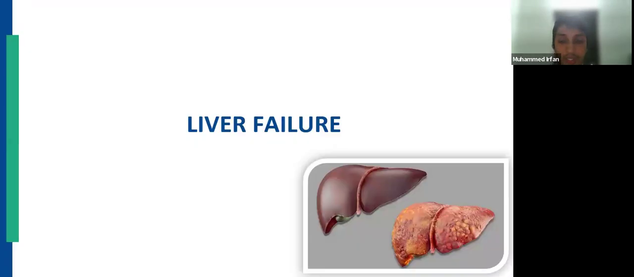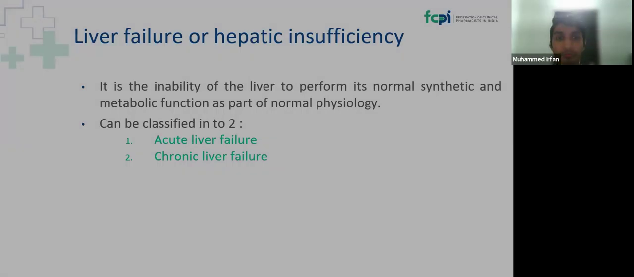And next, I have completed the renal impairment patients, and next is liver failure. We can move on to liver failure.